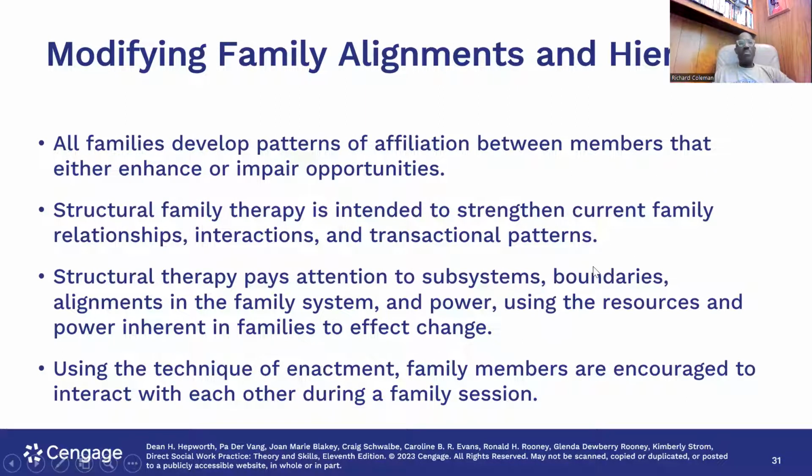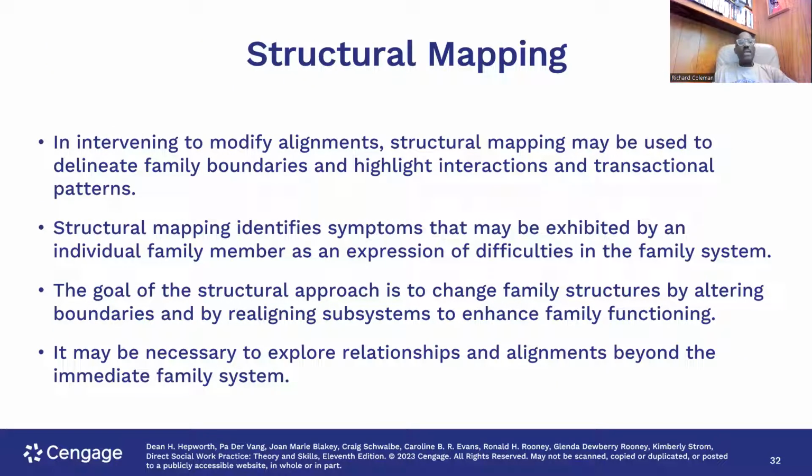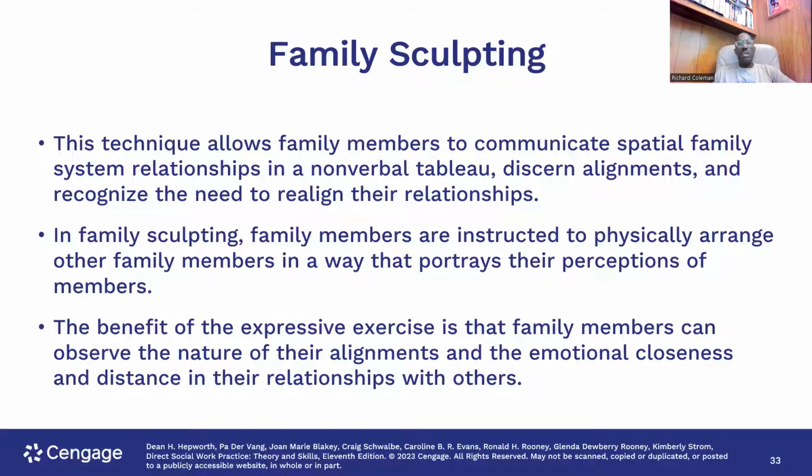Modifying family alignments, so making sure that those unhealthy dynamics in terms of the affiliation between certain parties are broken up. Structural family therapy is a really good way to look at those subsystem boundaries and how we use power to bring about change in those sessions as well. Structural mapping identifies the symptoms that can be exhibited by individual family members as an expression of difficulties of the family system. So not necessarily scapegoating one particular individual, but really looking at the behavior and the symptoms as something much larger in terms of how it plays itself out in the family system. And then exploring those relationships and alignments beyond the immediate family. So again, mapping what the family boundaries are and highlighting the interaction and transactional patterns are really important in terms of helping families move forward.